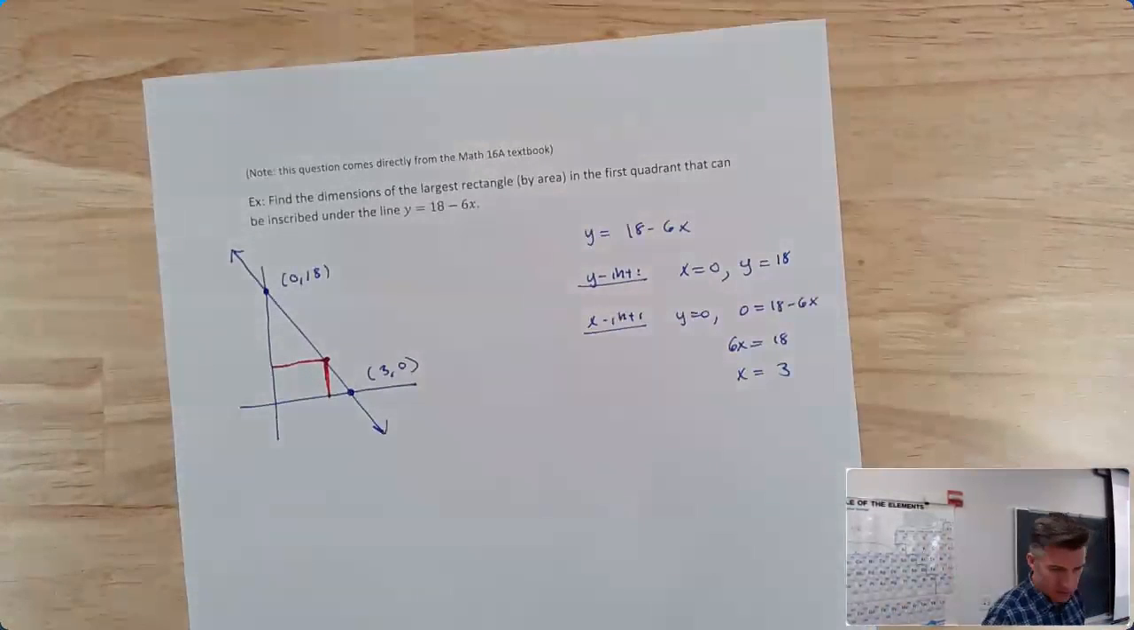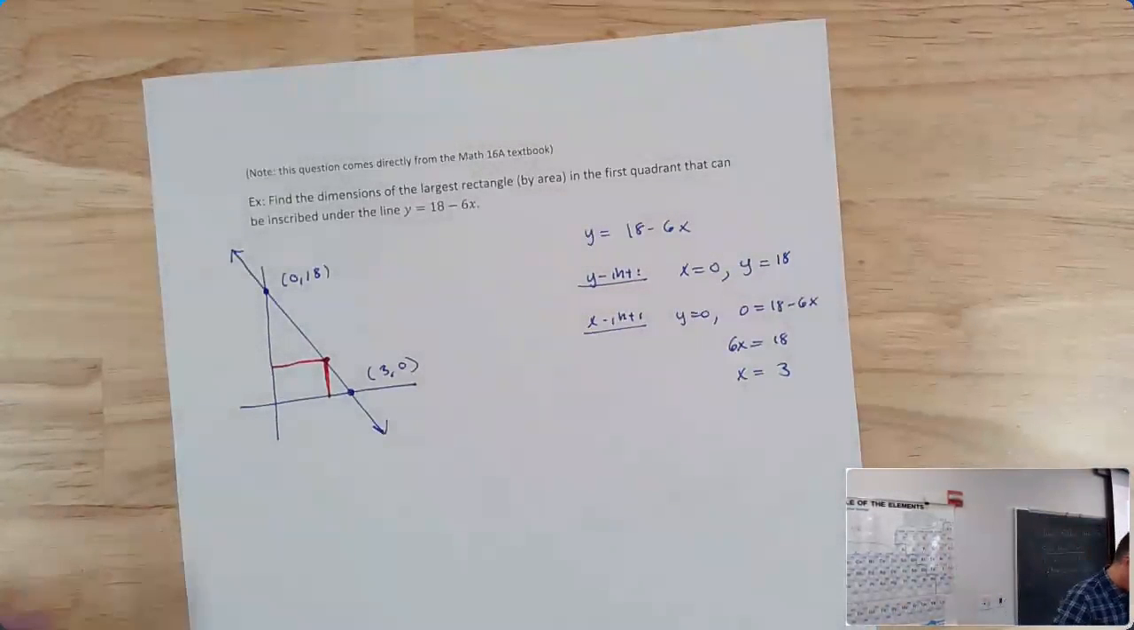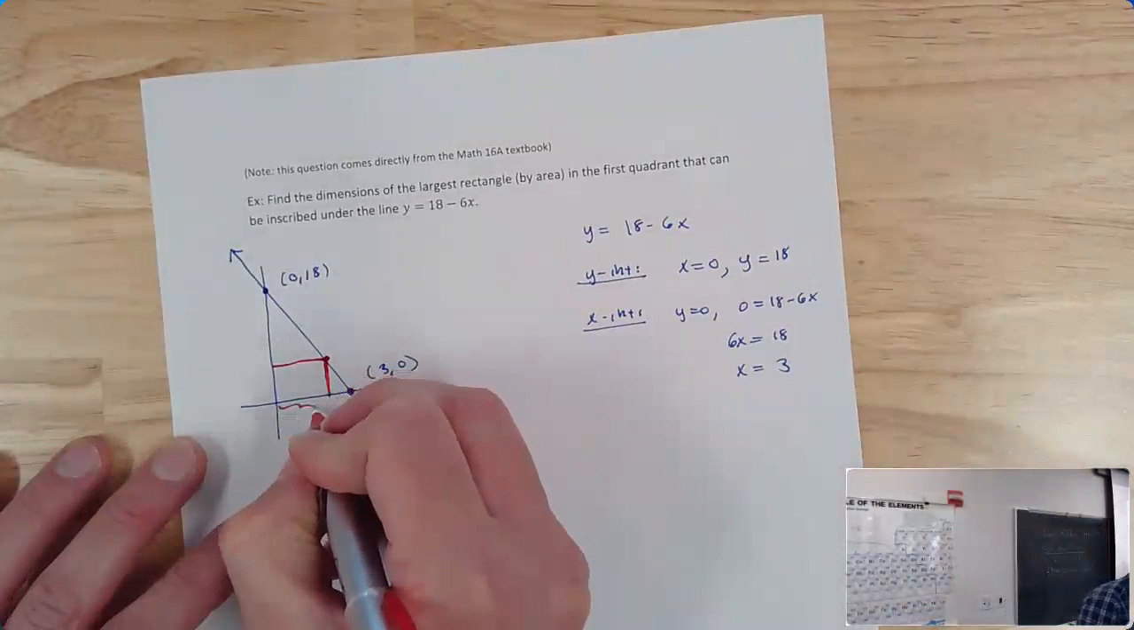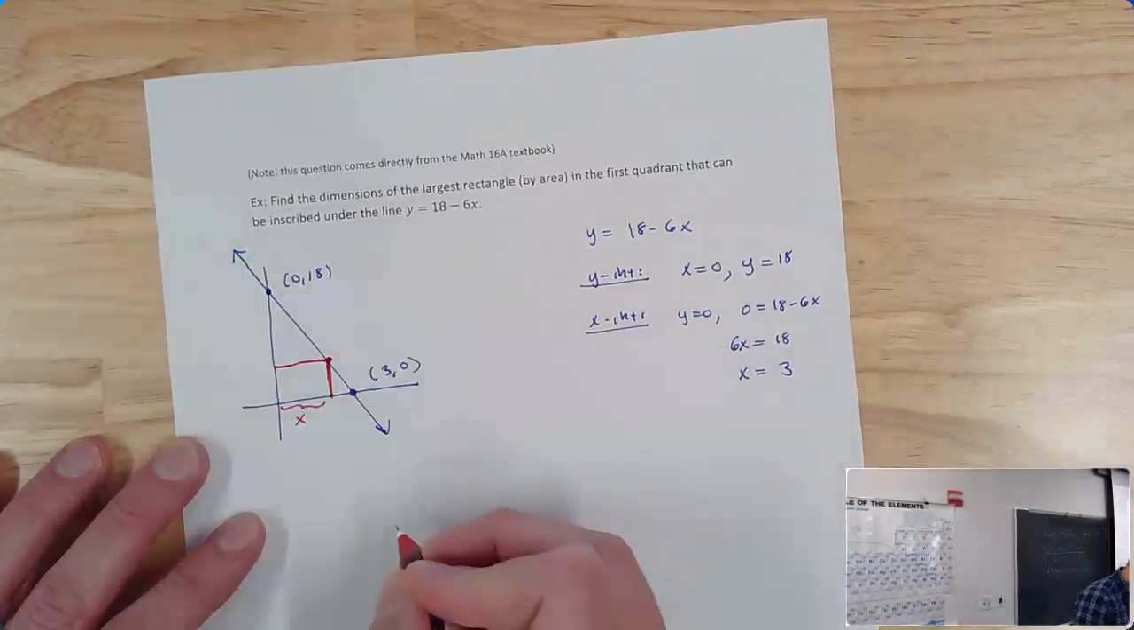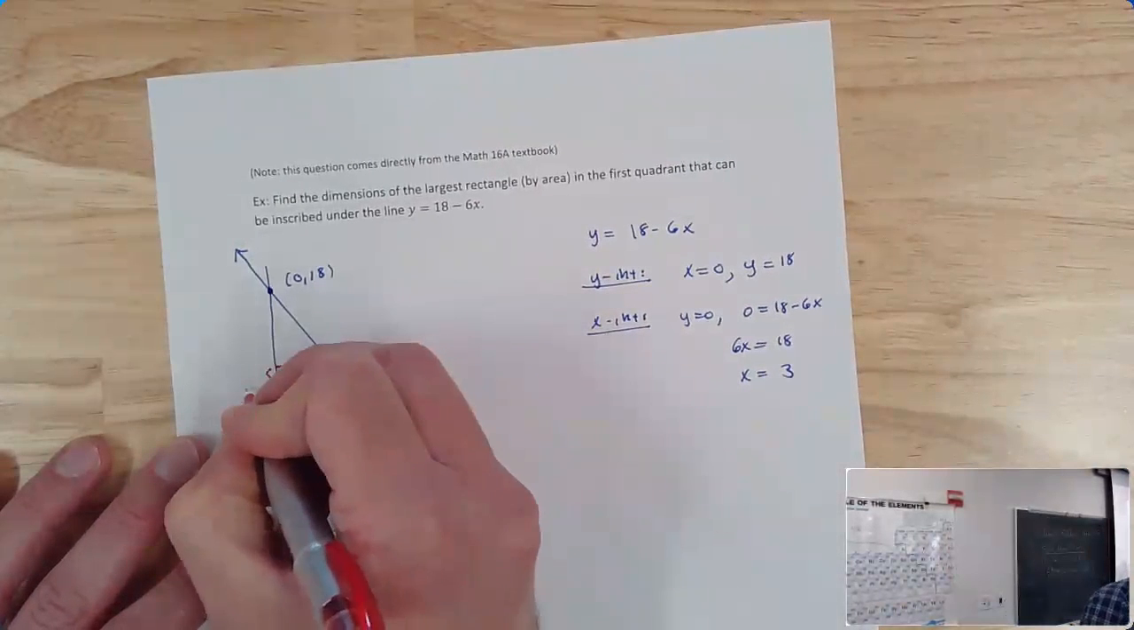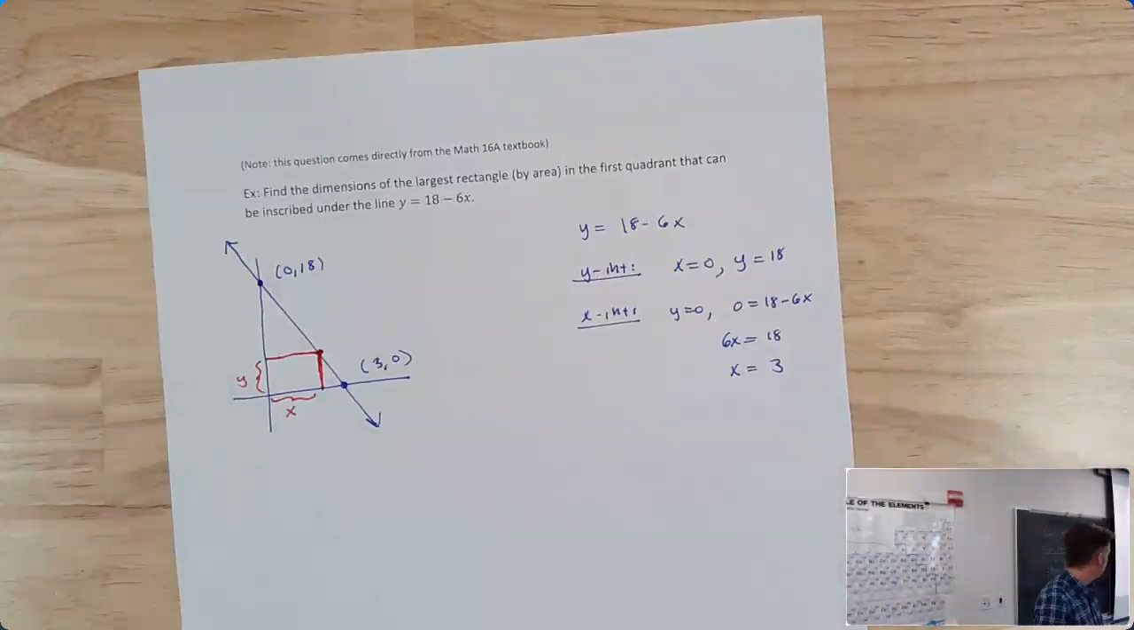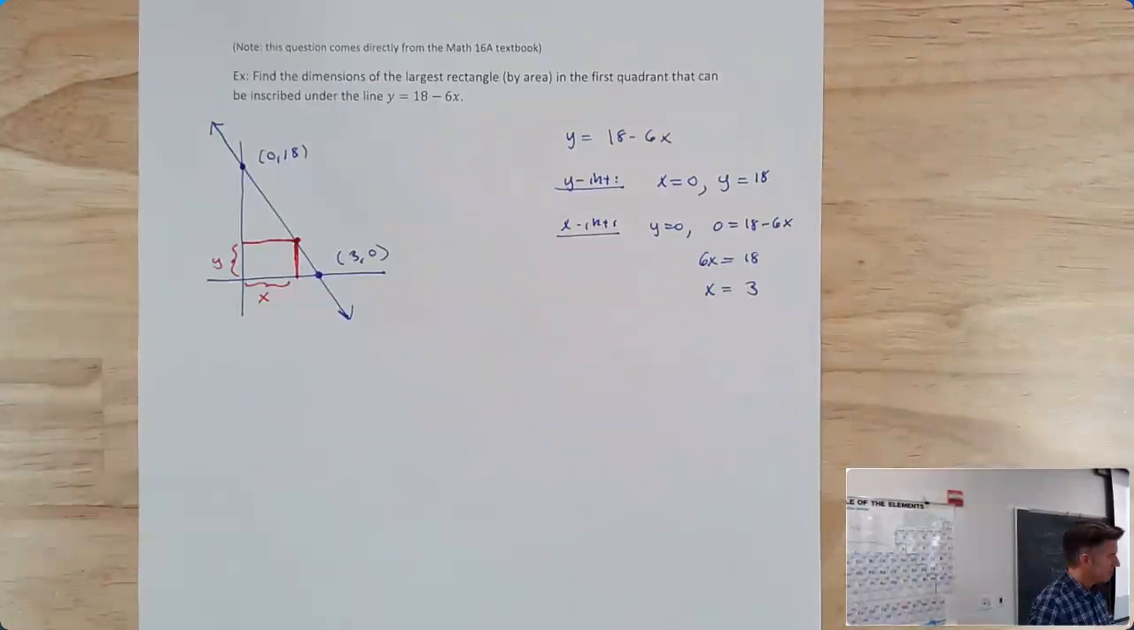So after we've drawn our picture here, we should label, let's see, I'm going to label this side of the rectangle X and this side of the rectangle Y. Great, we've drawn a picture, we've labeled the things we don't know. We want to find the dimension of the largest rectangle. So that really means we want to maximize or minimize.